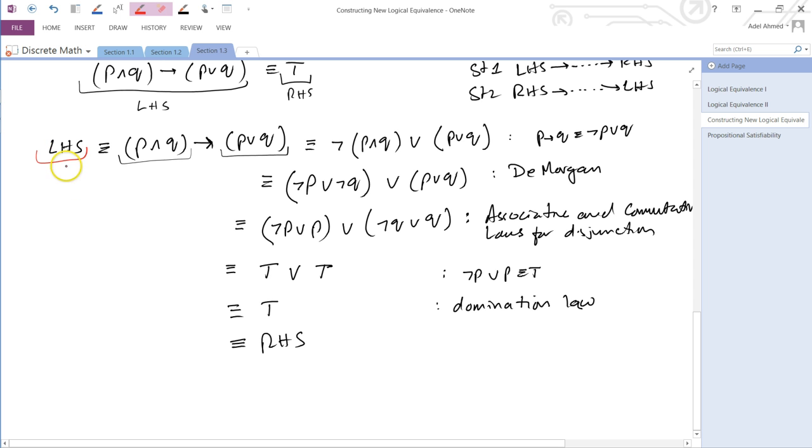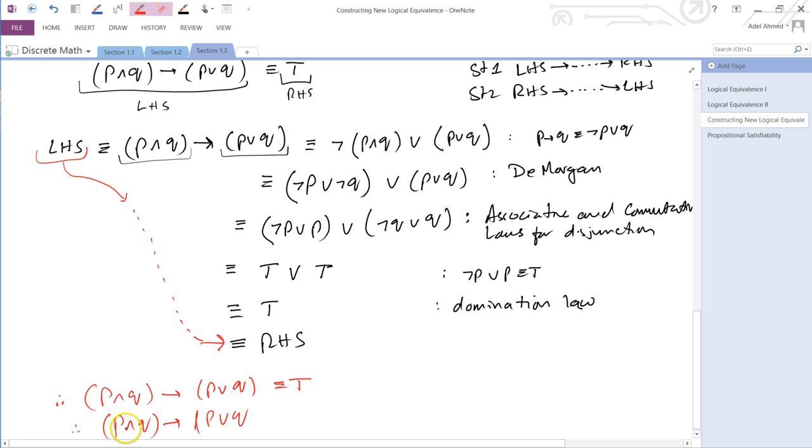I started with the left hand side and I applied some logic steps until I reached the right hand side, and therefore I'll write it in red over here, P and Q implies P or Q is T, which means it is always true, which means that we can rewrite it in English saying that P and Q implies P or Q is a tautology.